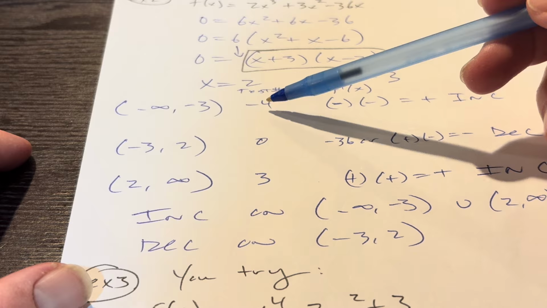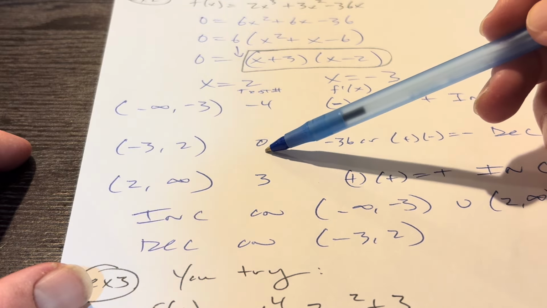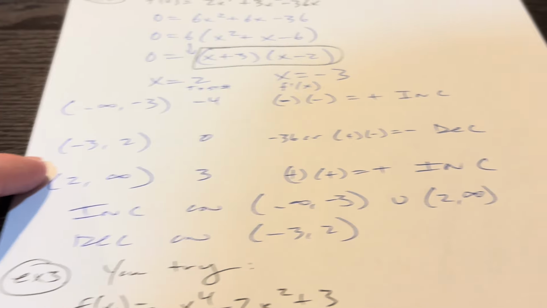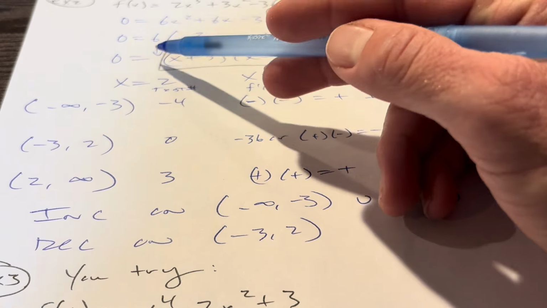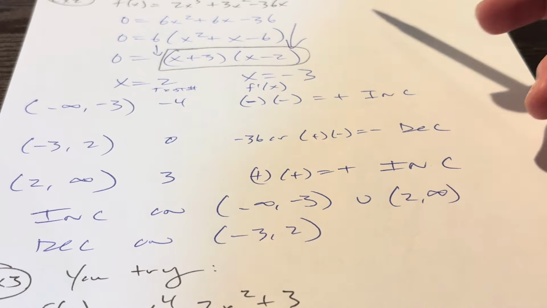All right, so -4 is a good test number, 0 and 3. I'm going to plug those numbers in right here. Again, the 6, I can put the 6 on the outside of this positive. It's always a positive 6.